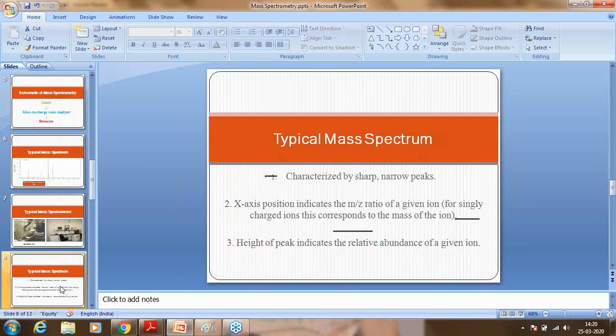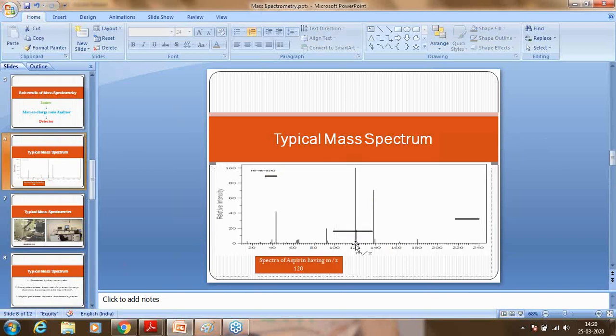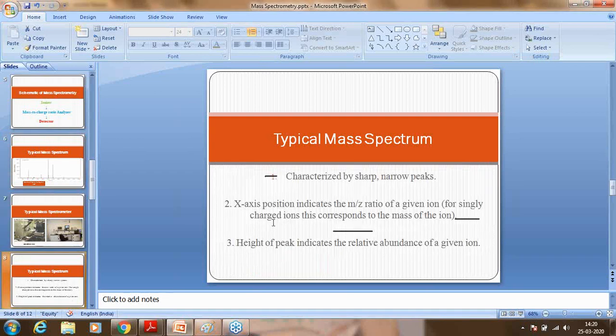What are the properties of the mass spectrum? See, it is characterized by sharp and narrow peaks. These are sharp and narrow peaks, right? Sharp means it should have the resolution that we can easily identify the peak of a particular molecule. Okay. Next. So it is characterized by sharp and narrow peaks.